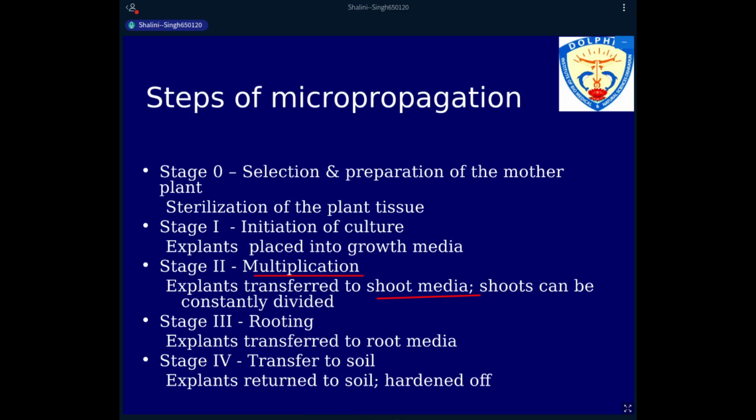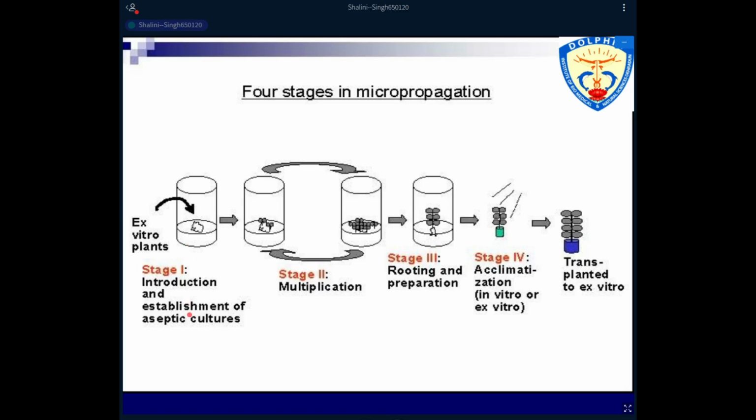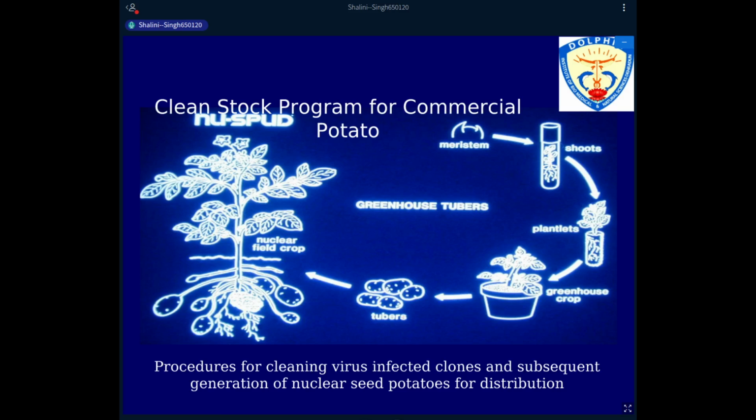So these are the steps. The introduction of the explant to the nutrition medium is known as establishment of culture. Then you will do the shoot induction, that is known as multiplication and proliferation. Then you will do rooting, and the last stage, stage 4, is known as acclimatization. So these are the 4 stages which we have discussed. If you have any question, you can ask now. The rest of the lecture we will do tomorrow.